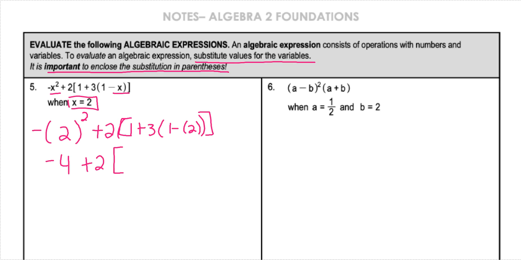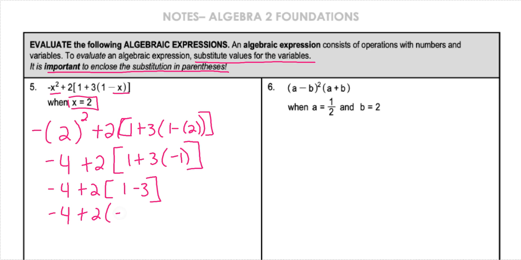Plus, now let's work inside our grouping symbols here. I have 1 plus 3 times negative 1. So we're working from the outside in here. That leaves me with negative 4 plus 2 times, let's see, we'd have 1 minus 3 when I evaluate that. Continuing inside my grouping symbols, I have 2 times negative 2. And that would be negative 4 minus 4, which is negative 8. All right.